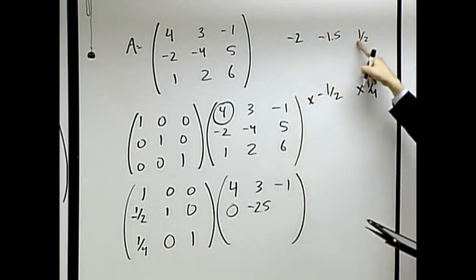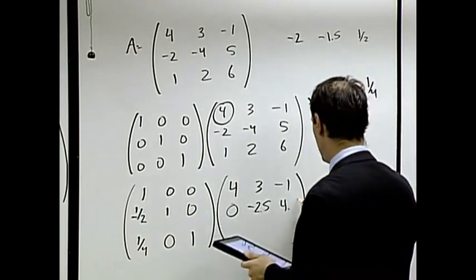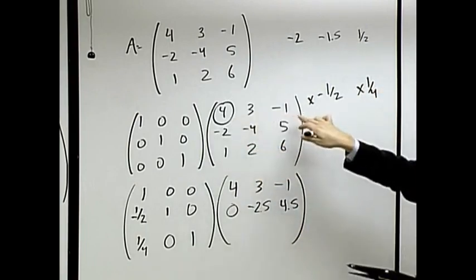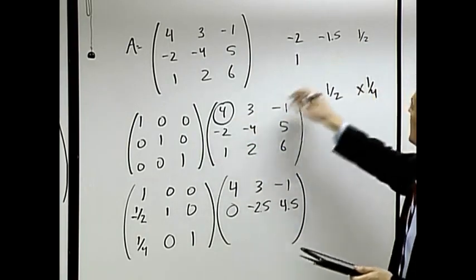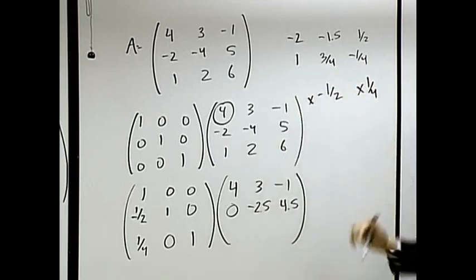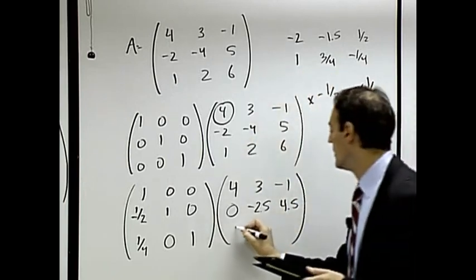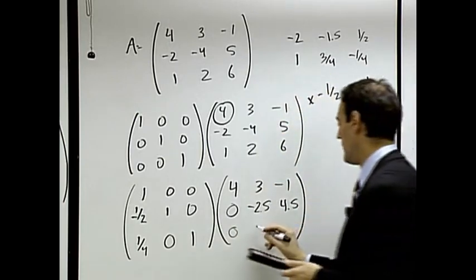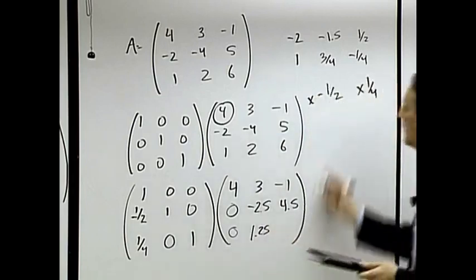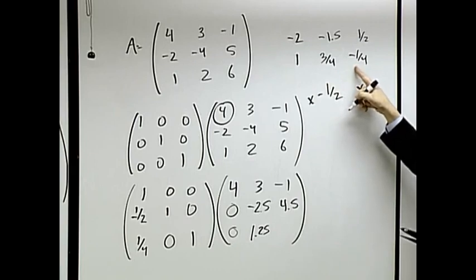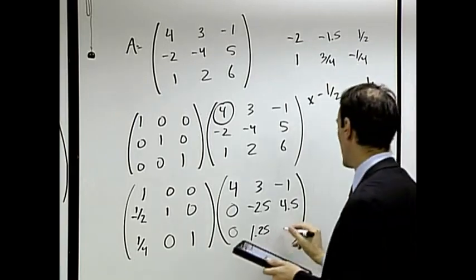5 minus a half, 4.5. I have to use the same algorithm here. Okay, so if I multiply this equation by 1/4, I get 1, 3/4, negative a fourth. And now I'm going to subtract that from it. 1 minus 1, 0. 2 minus 3/4, 1 1/4. 6 minus negative 1/4, plus a fourth, 6 1/4.